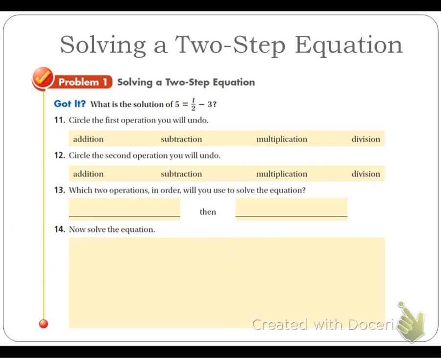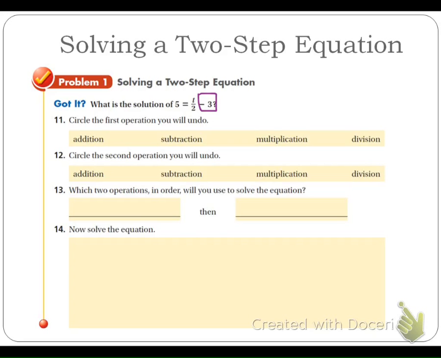So let's look at a problem. What is the solution of 5 is equal to t over 2 minus 3? What is the first operation you will undo? Well, look at the side of the equation with the variable on it. We have a 2 that's under the t, that's a coefficient, minus a 3. That's a constant. Constants always get removed before coefficients.